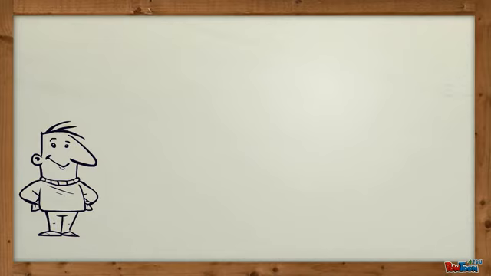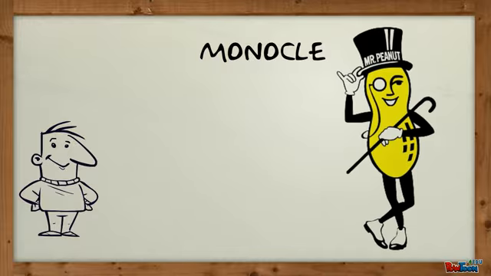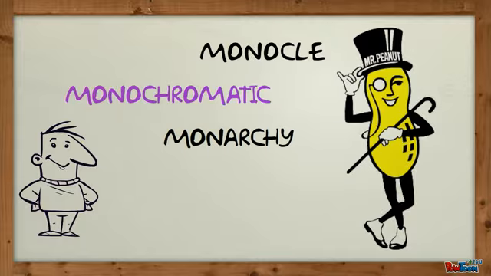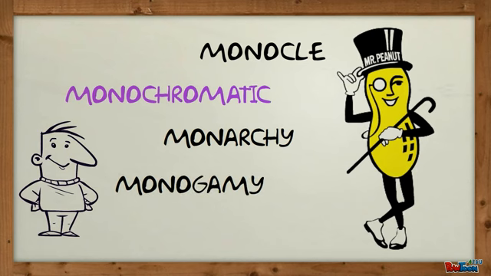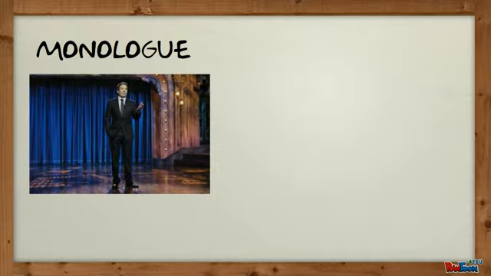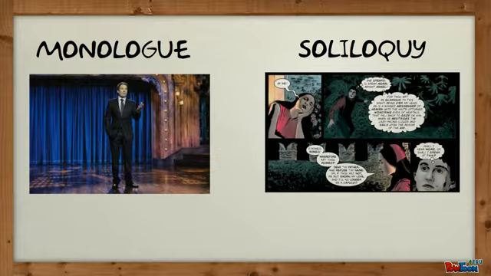Other mon words: monocle, it means an eyeglass for one eye, sort of like Mr. Peanut for Planters Peanuts. Here's some other words: monochromatic, one color; monarchy, government of one ruler; monogamy, practice of being married to one person; monologue, one person giving a speech to an audience. On this last one, don't forget that a monologue is different from a soliloquy, because with a soliloquy, the speaker is talking to himself or herself.